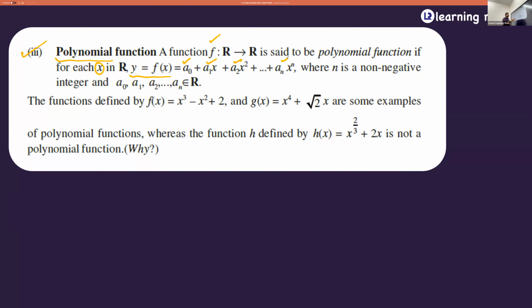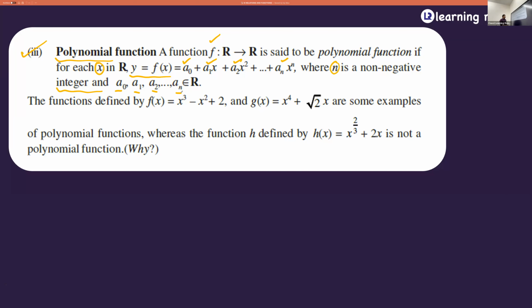Where n is what? n is a non-negative integer, and at the same time, the constants, which are the coefficients a0, a1, a2, and so on till an, can be any real number. They can be fractions, but the power n should not be a fraction.